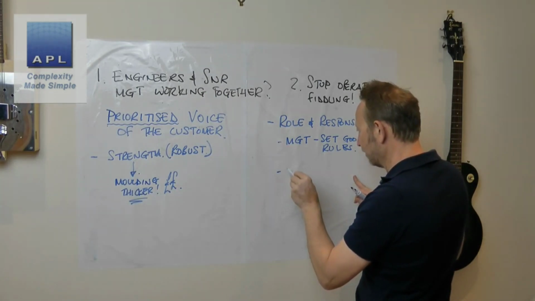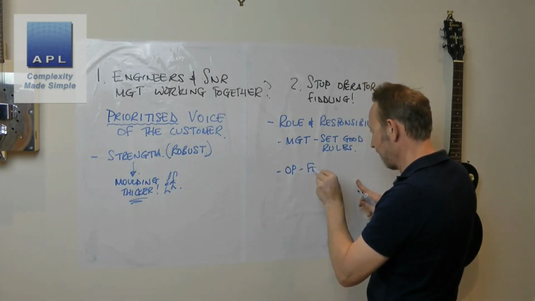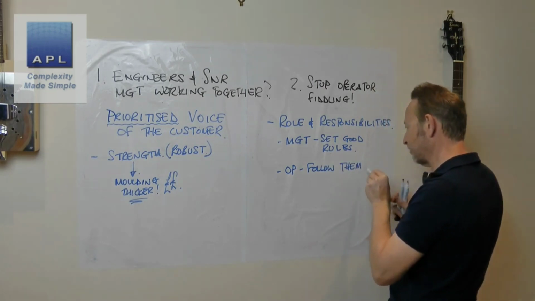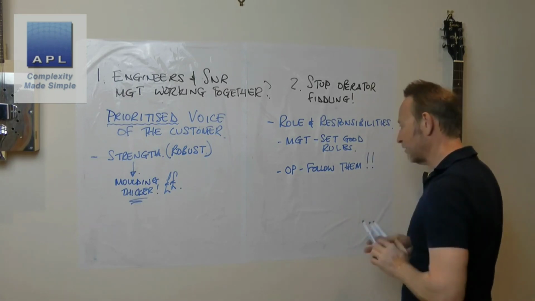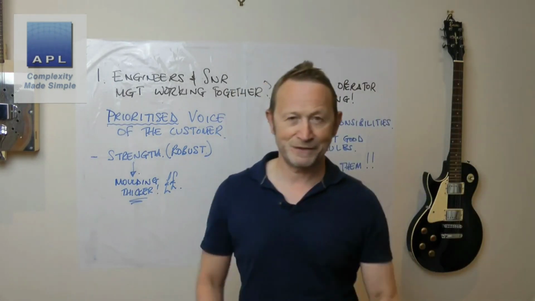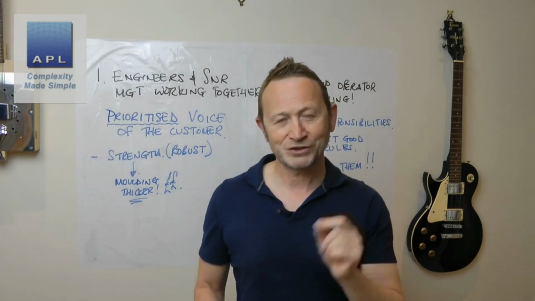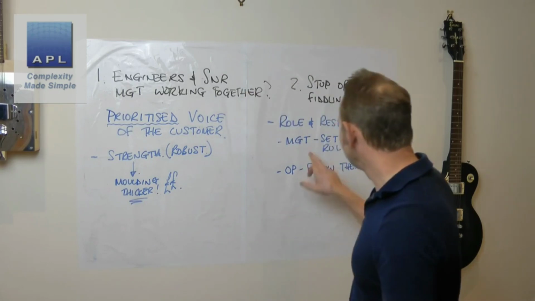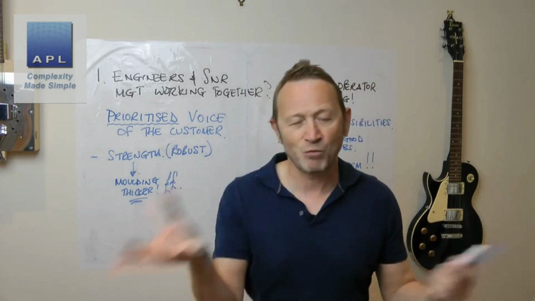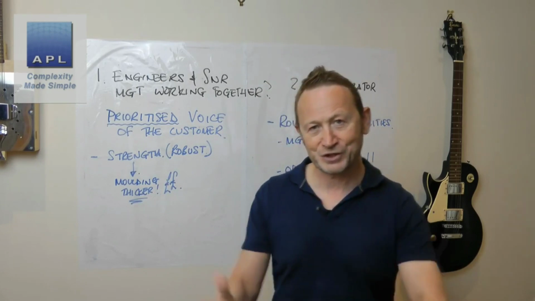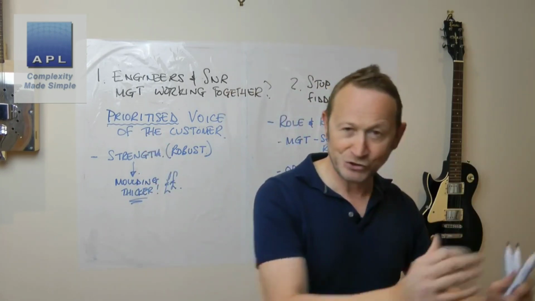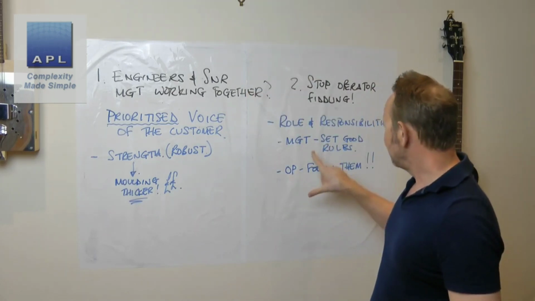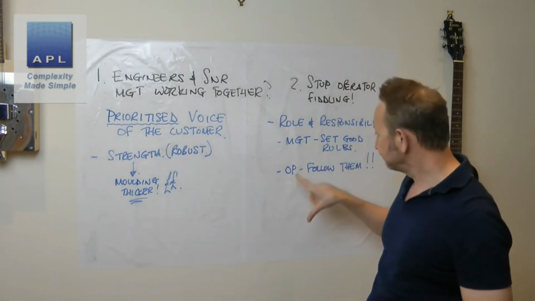Then the role of the operator, whoever they are, whether it's somebody in the purchasing department, the planning department, or the manufacturing department: what is the operator's role and responsibility? Dead simple. Follow the rules. That's it. This is what world-class companies do. They make great rules, then they make sure everybody follows them. End of story. What we don't want is to set no rules.